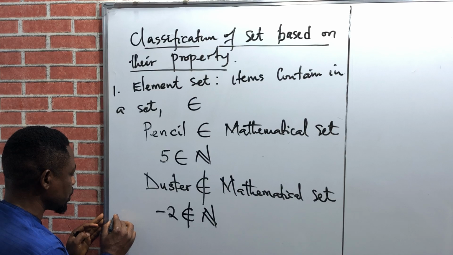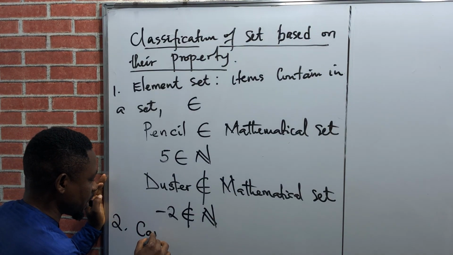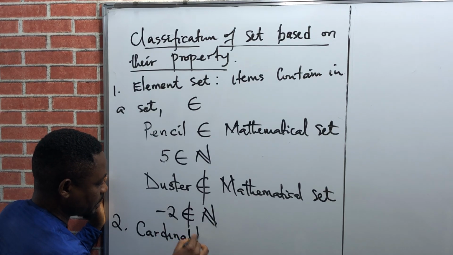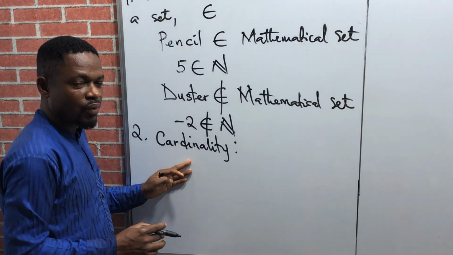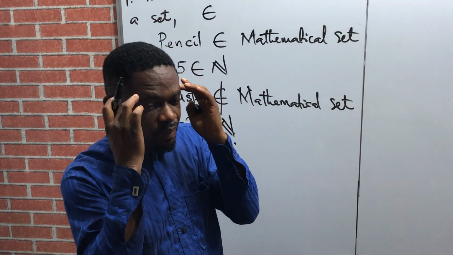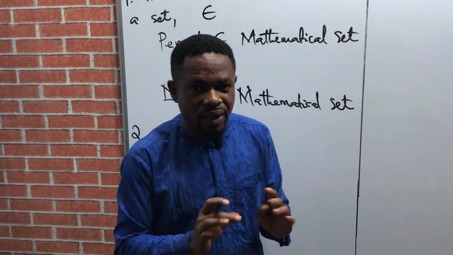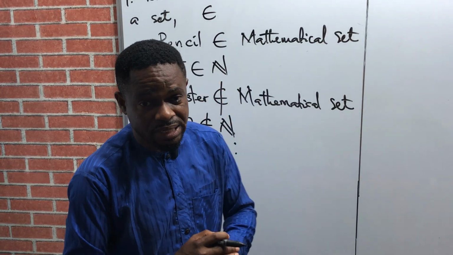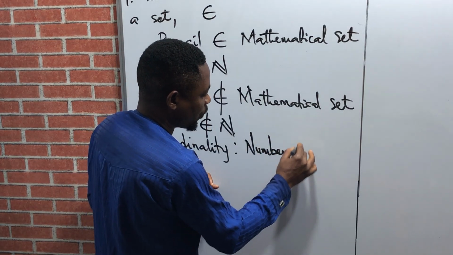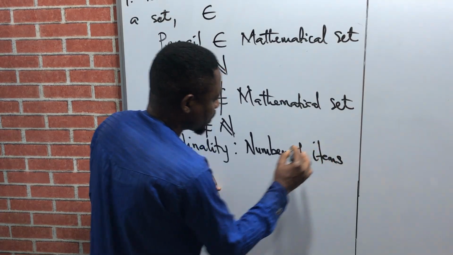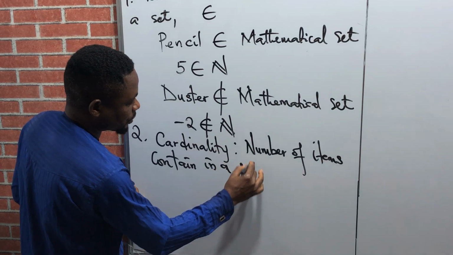Okay, now let's move to the second classification. Sets can be classified based on their cardinality. Now the question is, what is the meaning of cardinality? When you are talking about cardinality, what comes to your mind is the number of items contained in a set. The number of items contained in a set is called cardinality. Now I write it: the number of items contained in a set is called the cardinal number of the set.